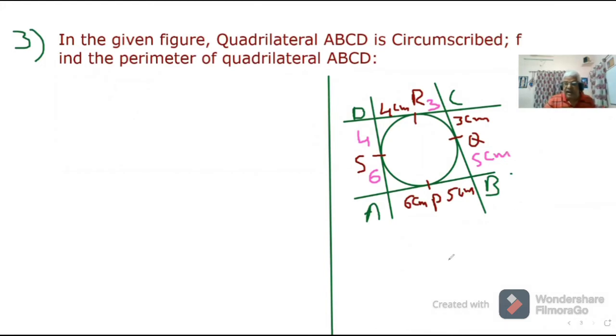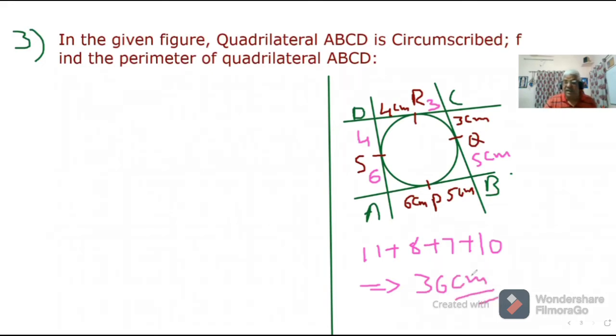Now, you can add all the four sides. 6 plus 5 is 11. 5 plus 3 is 8. 4 plus 3 is 7. 6 plus 4 is 10. So overall, what will you get, dear children? 11 plus 10 is 21, plus 8 is 29, plus 7 is 36 centimeter overall. Look how easy the questions are if you are able to understand.